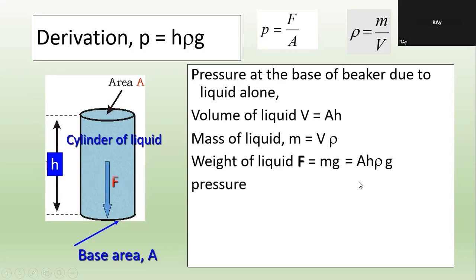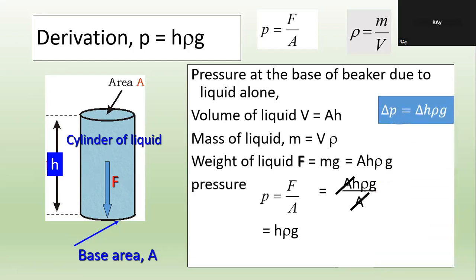Pressure, we use the definition, how we define it. Pressure is force over area, cross-sectional area. So force, which is the weight, is A H rho G divided by A. A and A cancel off, we got H rho G. In the syllabus it is given as delta P equals delta H rho G. You need to know how to derive that.